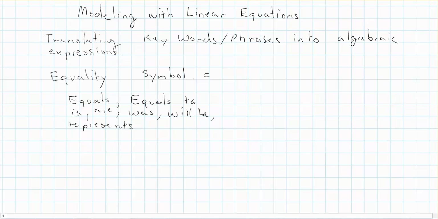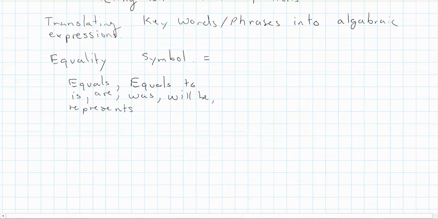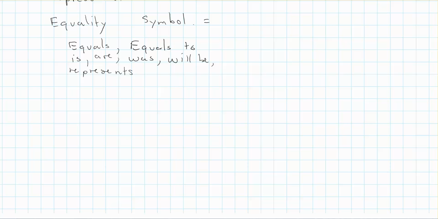This is not necessarily an exhaustive list, or the only way you would ever use these words, but if you see these words in a story problem, they generally mean that you have an equal symbol. And then, of course, we'll move on to our operations: addition, subtraction, multiplication, and division.